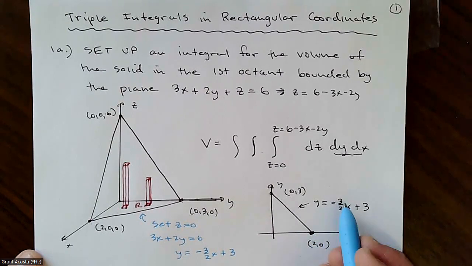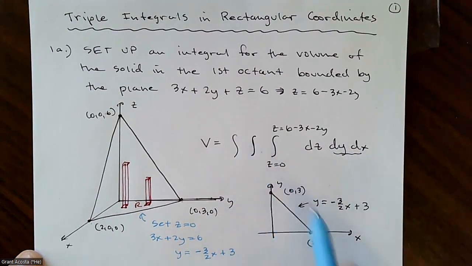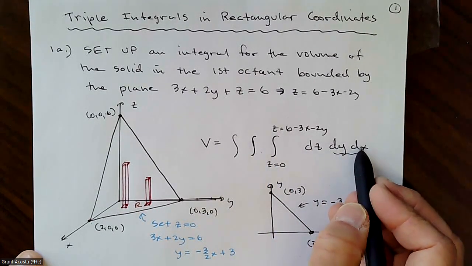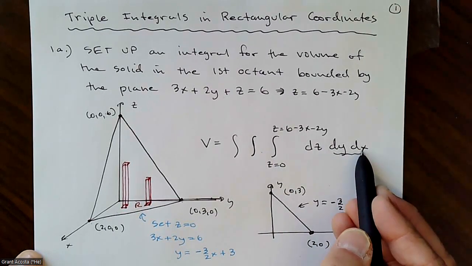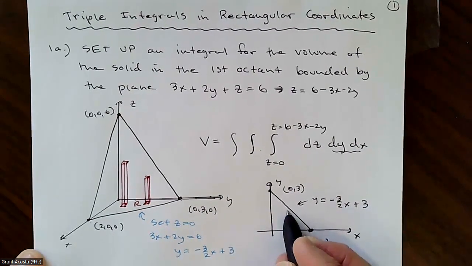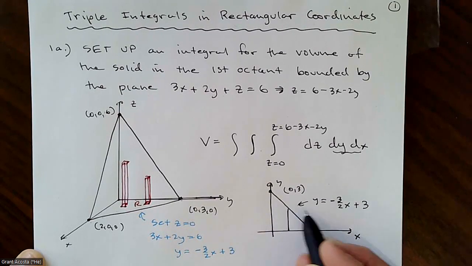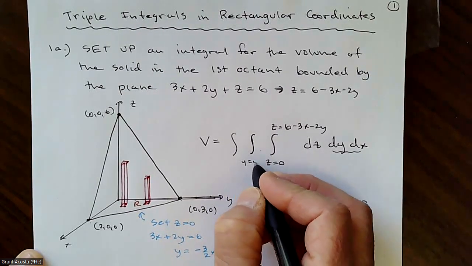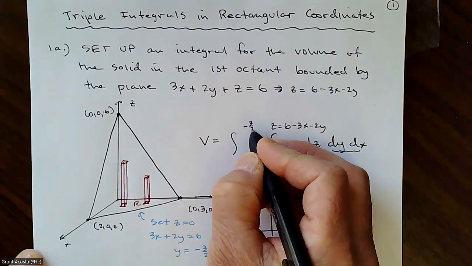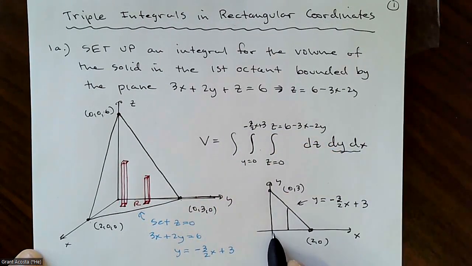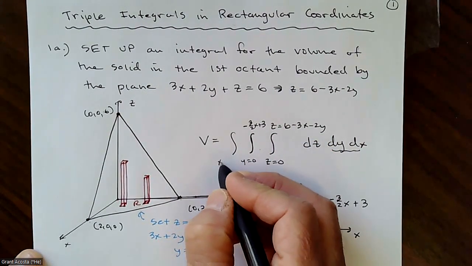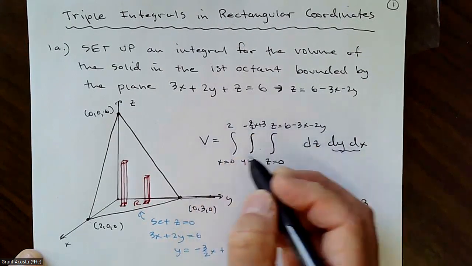Okay, since we're doing dy dx, for these limits for y we would say: for any given x value, what does y vary from? Well, y varies from 0 until I hit my line, -3/2 x plus 3. And that's true as long as x is between 0 and 2.